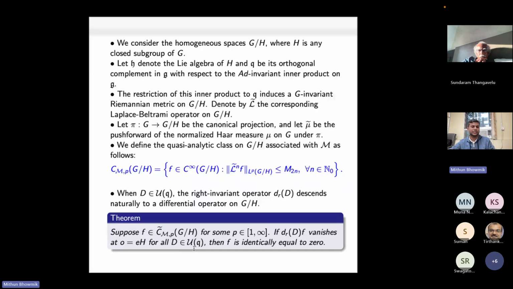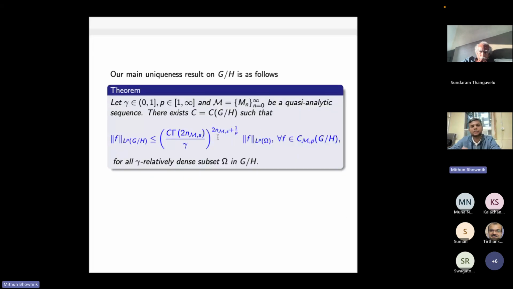This is the unique continuation result, and it is the exact analog of Chernoff's theorem in the context of the homogeneous space G over H. And this is our uniqueness result in the context of homogeneous spaces. A similar statement holds, so I can recover the L^p norm out of its L^p norm on a relatively dense set that is defined in the context of its metric on G over H. This is more or less the end of our findings.